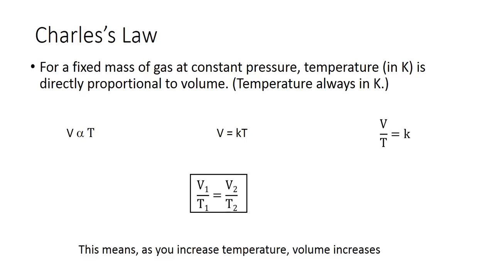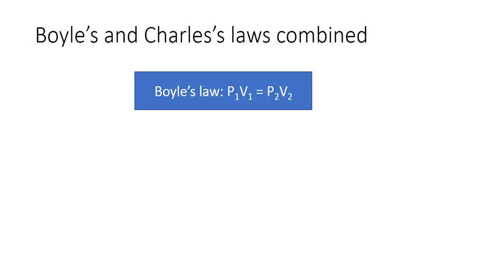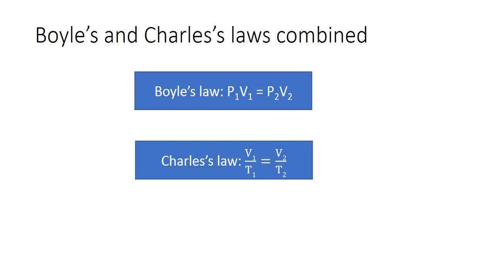So, this is what it means. You increase temperature, the volume increases. Then we combine Boyle's law and Charles' law. We call it the combined gas law. We know that Boyle's law is given as P1 V1 is equal to P2 V2. We also know that Charles' law is given as V1 over T1 is equal to V2 over T2.